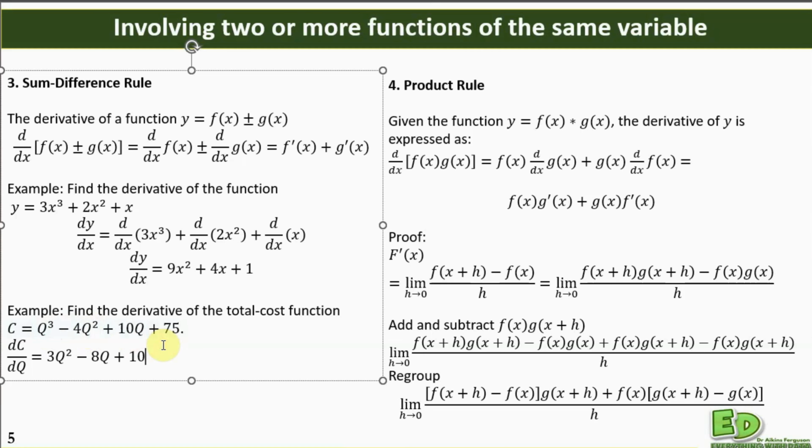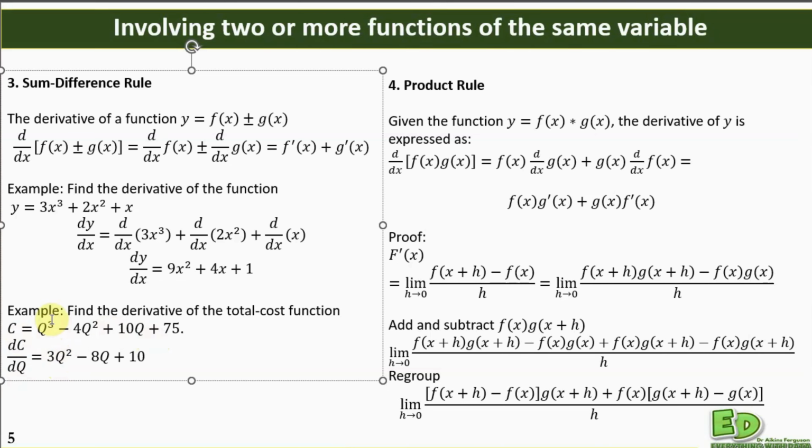So then how are you going to differentiate it? We'll say dC over dQ, the differential of the total cost with respect to quantity. Remember, if it is y here and the variable over here is x, we'll say the differential of y with respect to x, so dy over dx. Here it is total cost and then we have quantity here. So it is the differential of the total cost function with respect to quantity, so dC over dQ. Then the same idea of differentiation, the general rule: multiply by the power, reduce the power by 1.